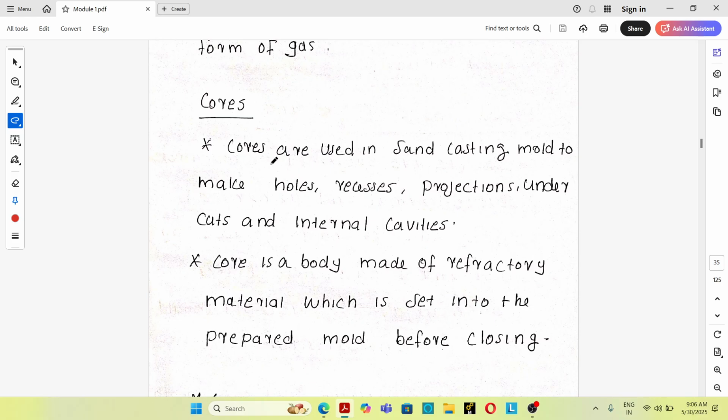See, cores are used in a sand casting mold to make holes, recesses, projections, undercuts and internal cavities. So these are the main purposes of a mold core in sand casting mold, which is used for producing holes, recesses, projections, undercuts and internal cavities.